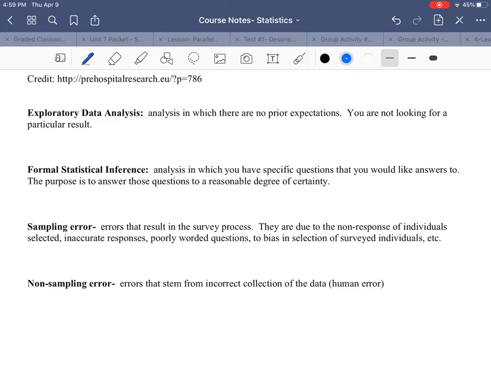Exploratory data analysis, very straightforward. You don't know what you're looking for. You are interested in the topic, and so you're collecting data to see what's going on. The formal statistical inference can go either way. Maybe you have an idea, you have specific questions that you'd like answers to, but you don't know definitively one way or the other. You have a belief or a claim, but you don't know necessarily which way it's going to play out. So you start off with exploratory data analysis, but then once your data starts leading you in a particular direction, you then try to prove or disprove based off of that data.